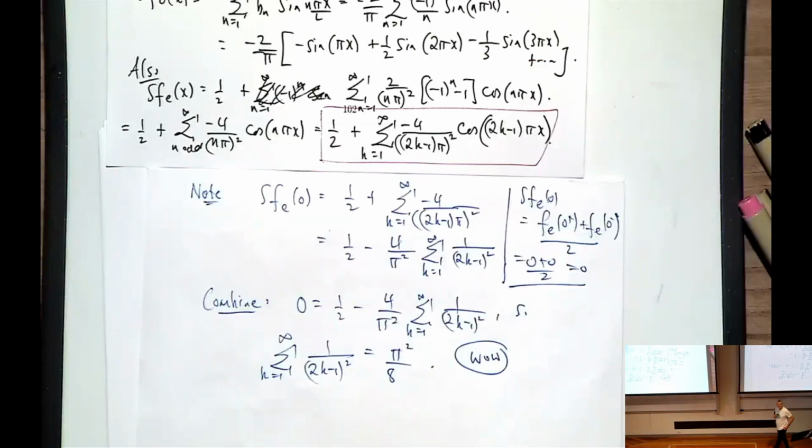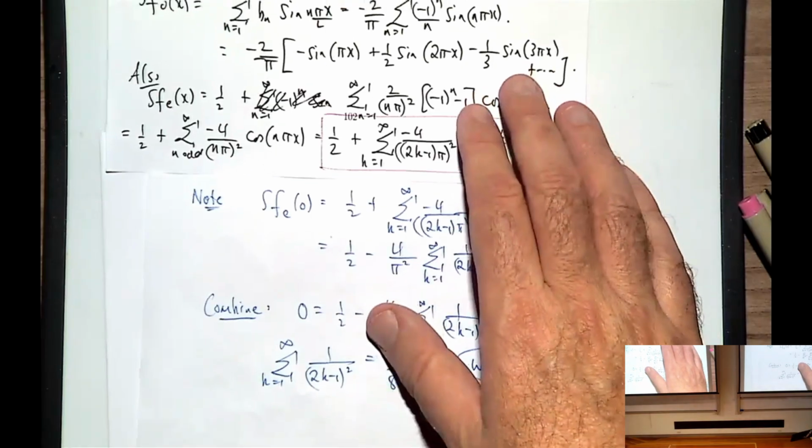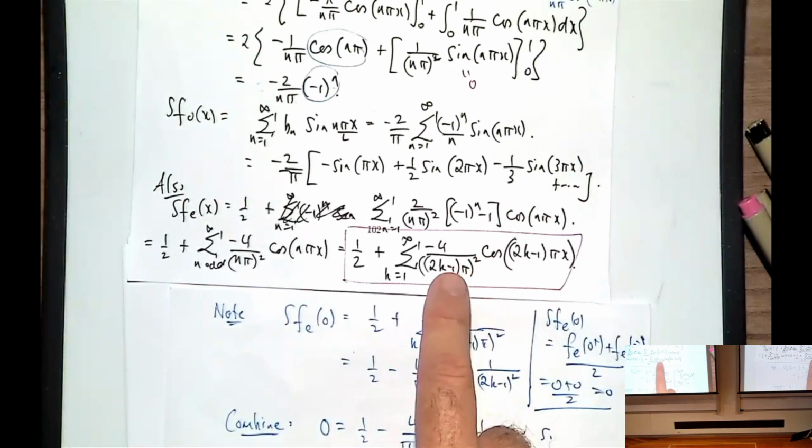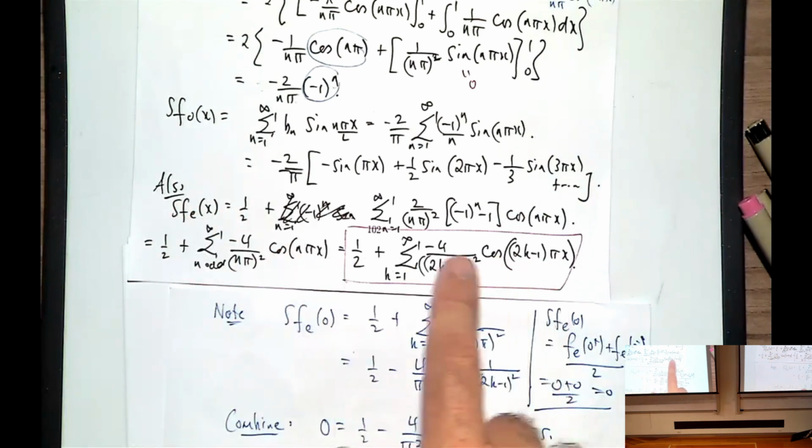Questions, comments, observations, criticisms, commentaries, critiques. Geometrically, like, where's the pi squared on 8 coming from? Is it the area under something? Geometrically, no, I don't think so. I mean, basically, I don't think it's coming from anywhere. It's just this function.